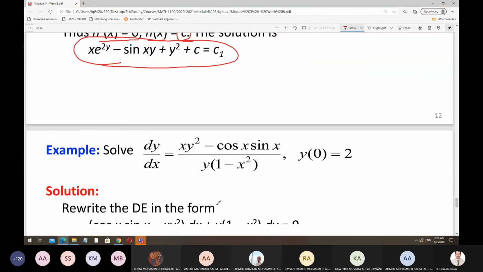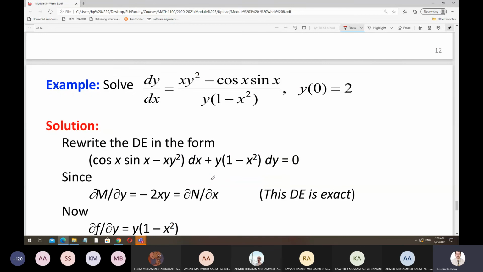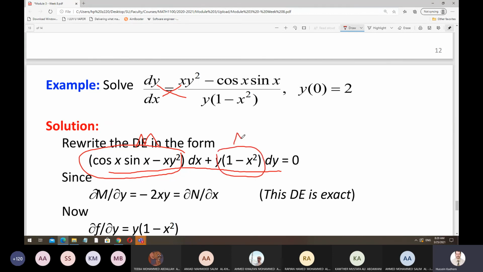Another problem. Now it's given in this way. Directly I will cross multiply in this way. So my function becomes here. I will say this part represents M. By the way, if this is an exam question, work in this way. This part will be N. I need to check if it is exact or not exact.